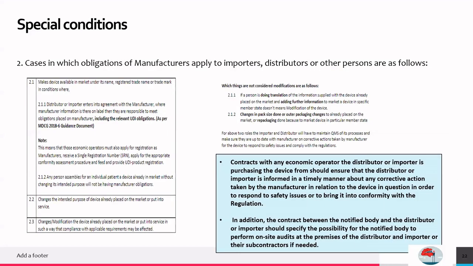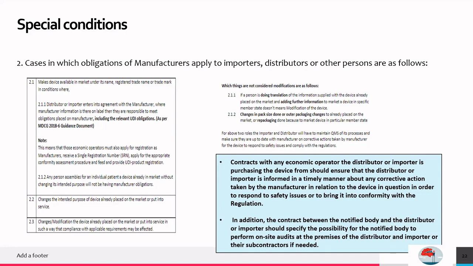Okay. Next: cases in which obligations of manufacturers apply to importer, distributor, or other person. This is the Article 60 exclusive slide. So, making devices available in the market under its name, registered trade name or trademark, in conditions where a distributor or importer enters into an agreement with the manufacturer where manufacturer information is there on the label, then they are responsible to meet certain obligations which are placed on the market, including the relevant due diligence obligations.